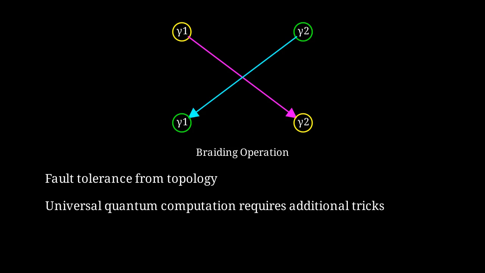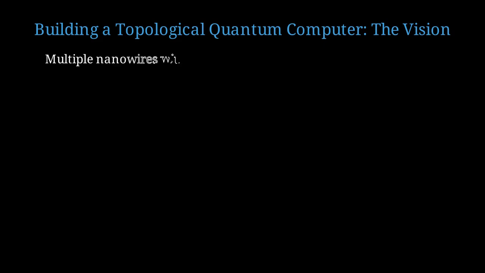You need additional operations, possibly through measurements or by combining with conventional qubits, but the Majorana operations provide a highly protected subset of gates. Let me paint a picture of what a Majorana-based topological quantum computer might look like if we can get the physics to work reliably. You'd have an array of superconducting nanowires, each hosting Majorana zero modes at their ends. Each pair of Majoranas encodes one qubit.